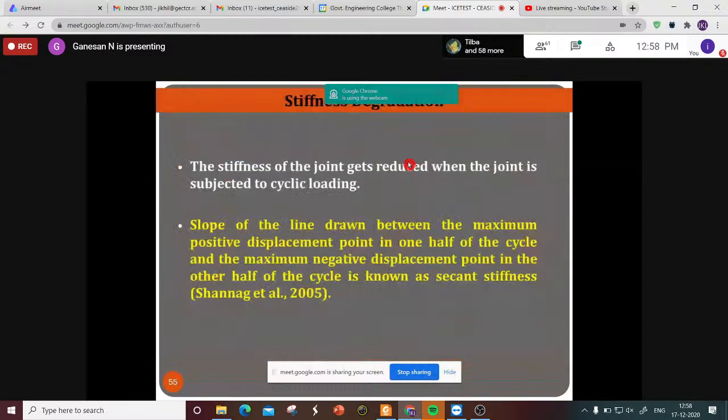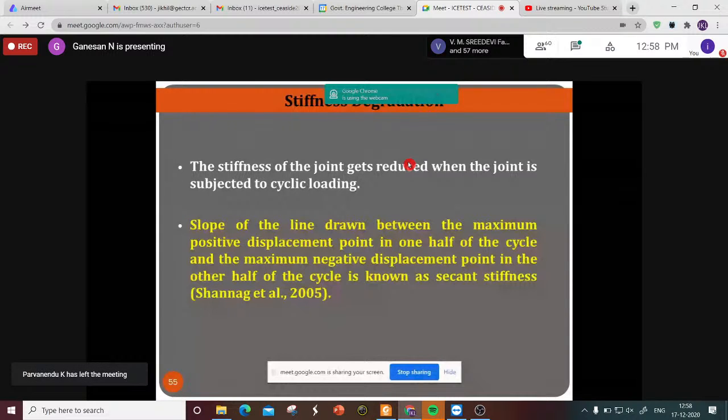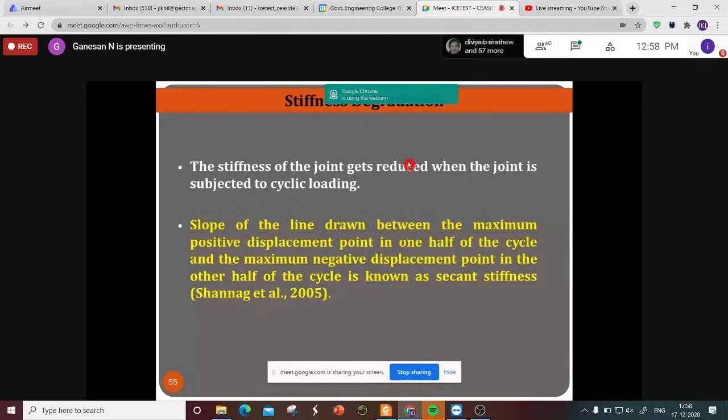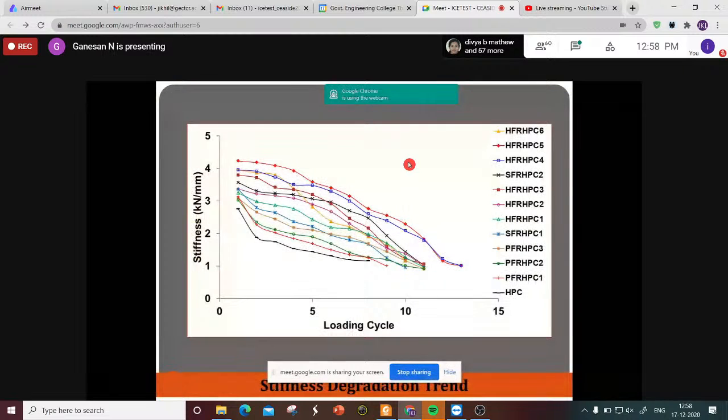The stiffness of the joint gets reduced when the joint is subjected to cyclic loading. Once the crack comes, the stiffness will come down. The slope of the line drawn between the maximum positive displacement point in one half of the cycle and the maximum negative displacement point in the other half cycle is known as the secant stiffness. Using that, the stiffness has been calculated, and the stiffness comes down as the number of loading cycles increases.